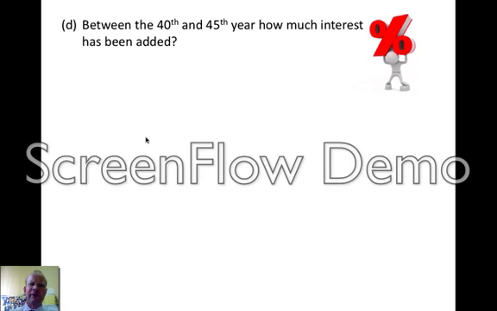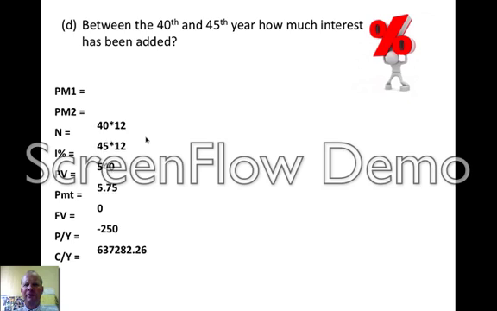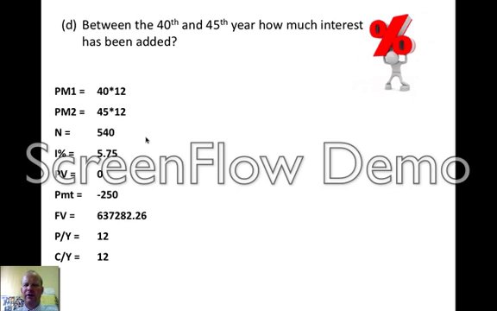Last bit, between the 40th and 45th year, how much interest has been added? Once again, the amortization. Payment 1, payment 2, N, I, PV, payment, future value, compounding per year, payments per year. They all stay the same. Payment 1 and payment 2 are the ones that you will change. So the 40th year is 40 times by 12, that's your 40th payment. And payment 2 will be the payments at the 45th year, 45 times by 12.